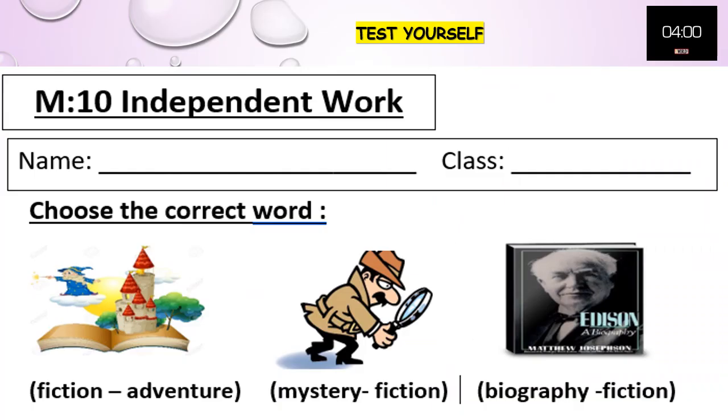Now test yourself. Choose the correct word. Of course, number one is fiction, number two, mystery, and number three, biography. Good job.